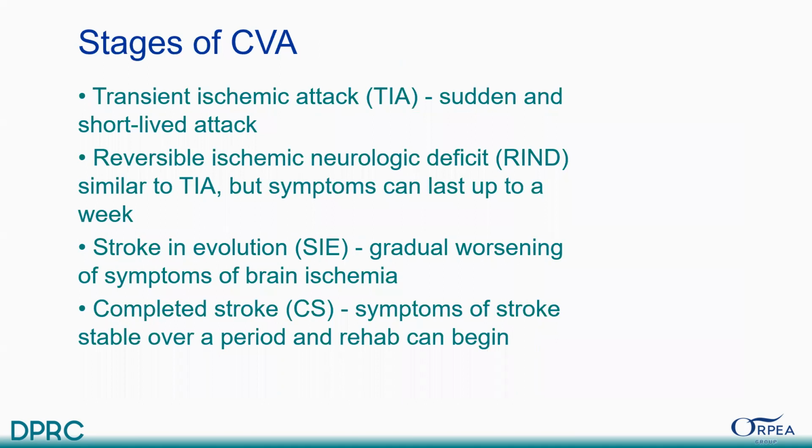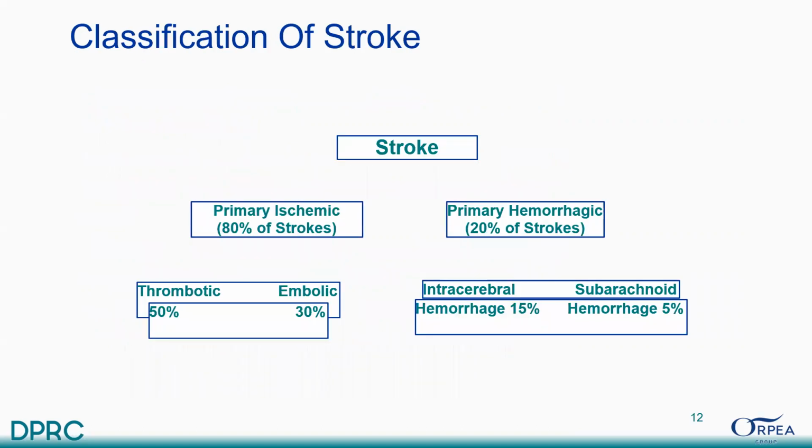Stages of CVA. It starts with a TIA, or transient ischemic attack, which is a stroke that resolves in the first 24 hours. So the transient ischemic attack is a sudden and short-lived attack. The other type is a reversible ischemic neurological deficit. It's similar to TIA, but the symptoms can last up to 1 week. Stroke in evolution is a gradual worsening of symptoms of brain ischemia. And the last one is a completed stroke. Symptoms of a stroke are stable over a period and rehab can begin.